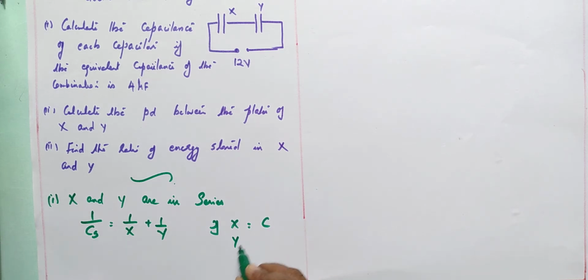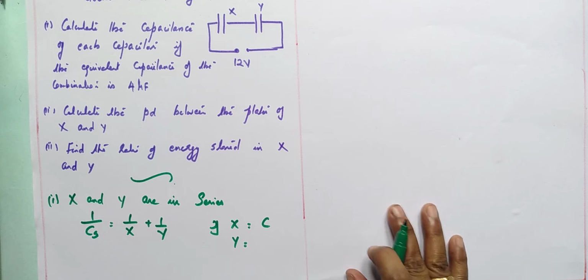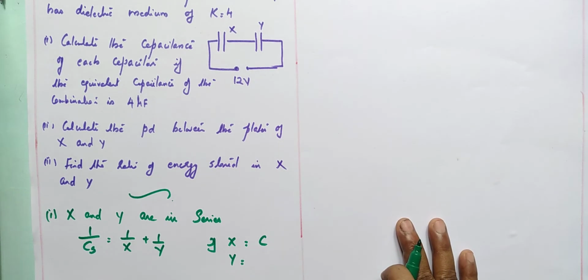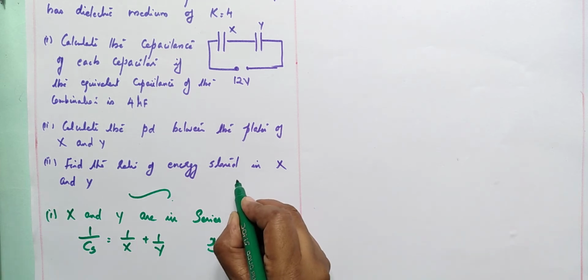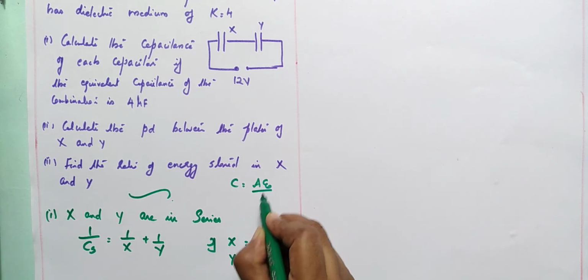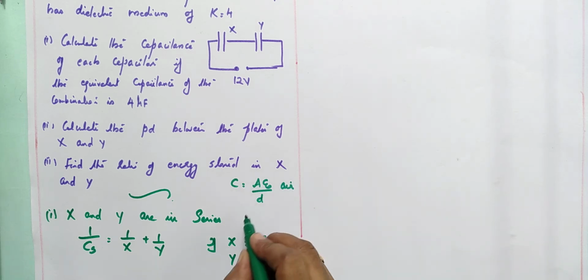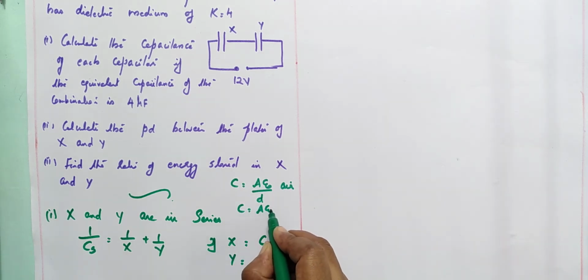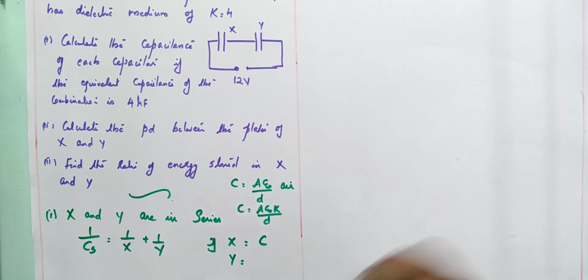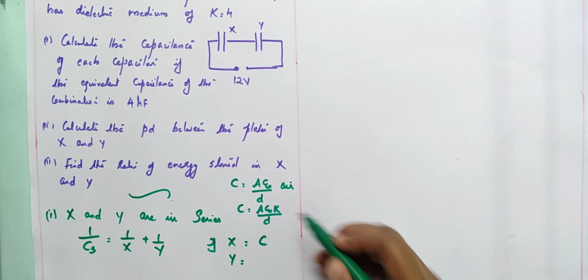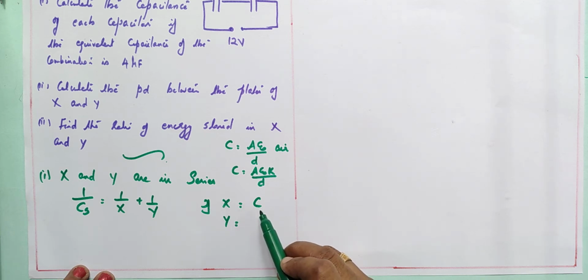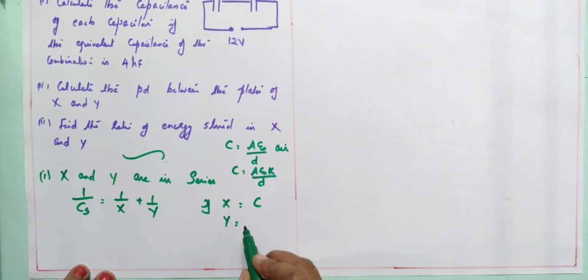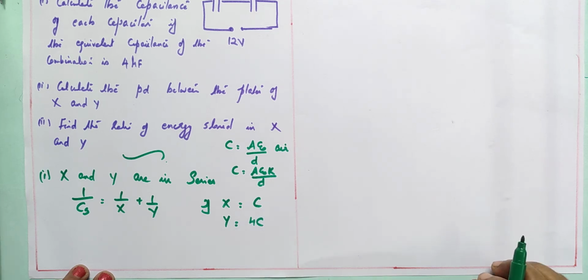What will be the second capacitance? If a dielectric material is placed, what happens to capacitance? Capacitance increases by that term, no? So we have C equal to A epsilon 0 by d with air. With the medium, what is the capacitance? A epsilon 0 K by d, no? So capacitance increases by how much? K times it increases. So if the first capacitance X is equal to C, what is the capacitance of Y? It will be 4C. Any doubt?